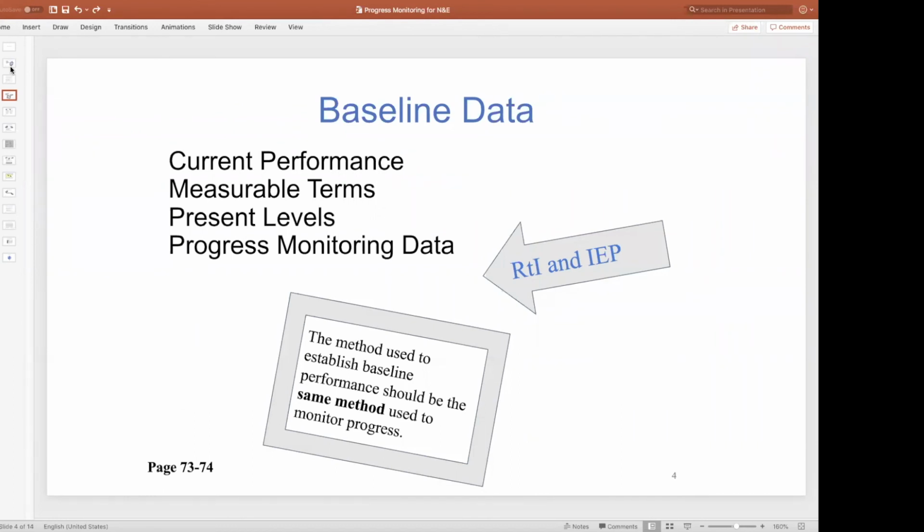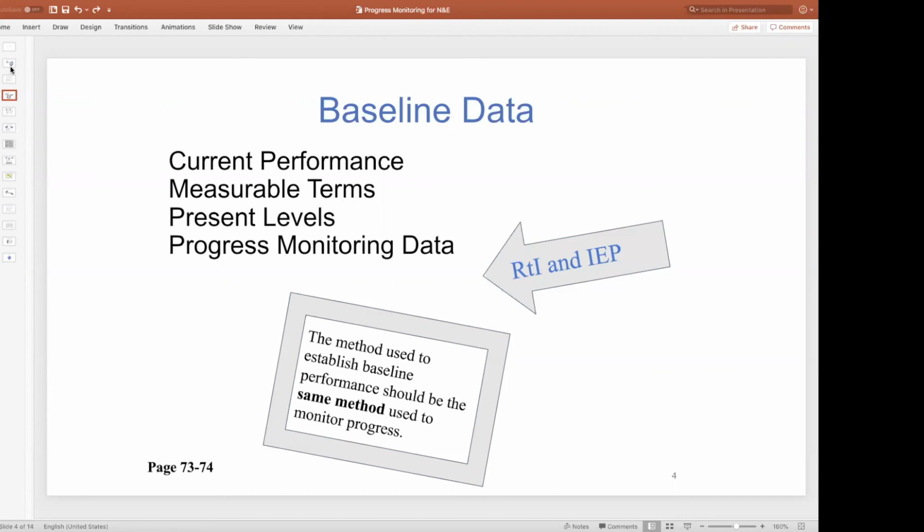And with baseline data too, when you're starting with the initial evaluation, all that data is going to be incorporated in that integrated report, or it should be. If it's a student that's already had an IEP, then you're going to have progress monitoring data to show where that student is at. It will tell us what the baseline data is for that. We have to make sure that they are in measurable terms. It's something that we have to measure. If it's not measurable, we can't do it.